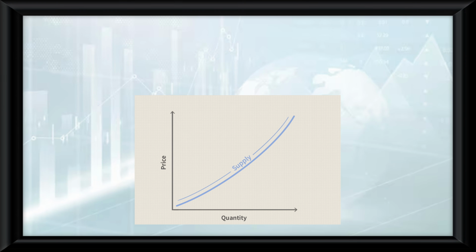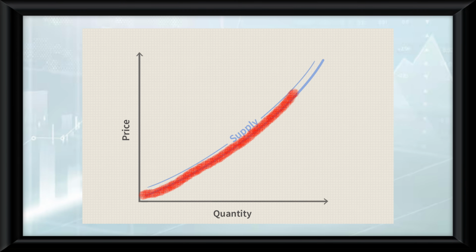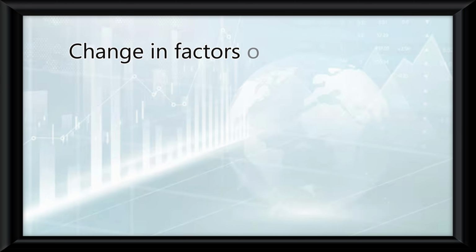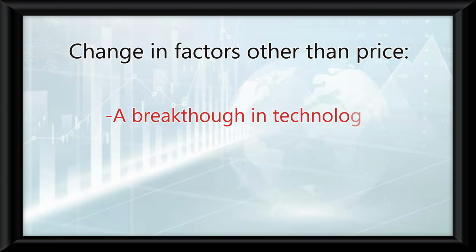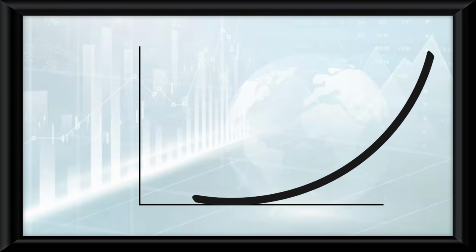The market supply curve is simply the sum of all individual suppliers in the market. This curve is upward sloping because, as we mentioned, higher prices incentivize producers to supply more. But what happens if there's a change in factors other than price, like a breakthrough in technology or a reduction in the production costs? These changes don't just affect the quantity supplied, they actually shift the entire supply curve.